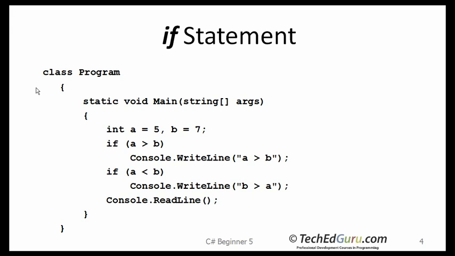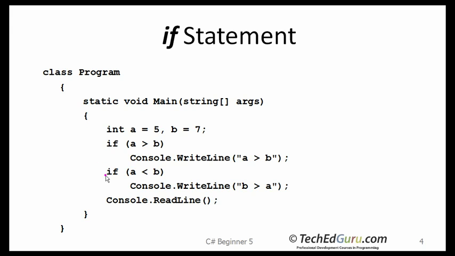The conditional expression must always be a Boolean type, or a bool type, and must evaluate to either true or false. Some programming languages consider 0 as false and non-zero as true, not C#. C#'s Boolean type has no numeric equivalence.